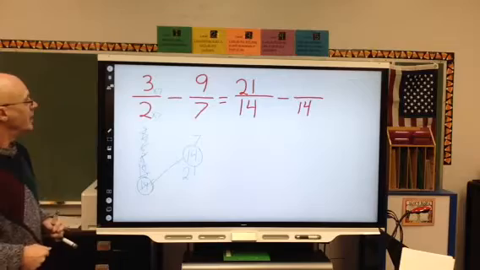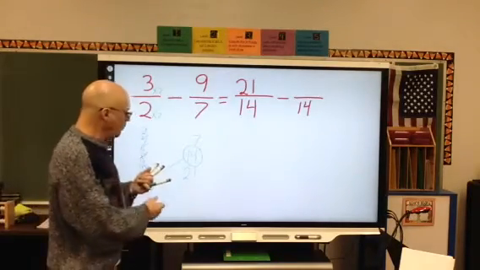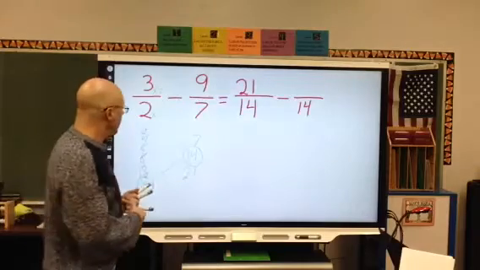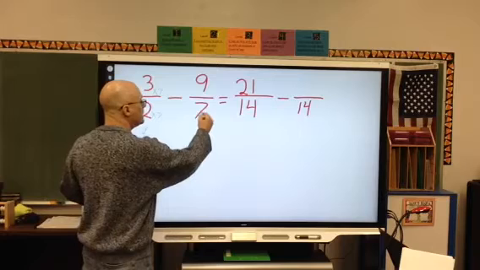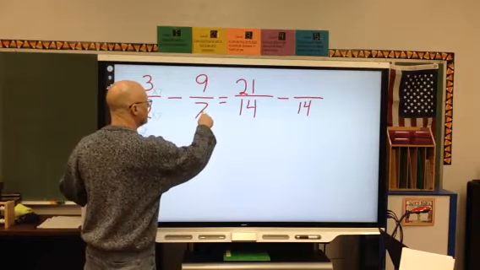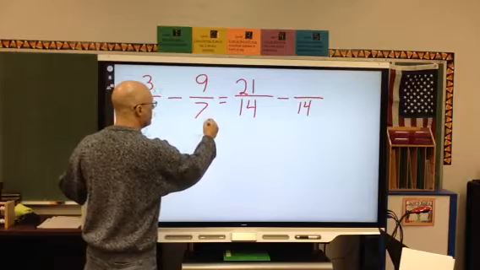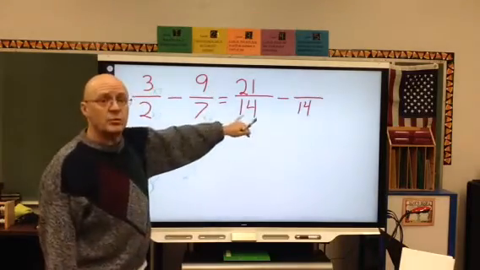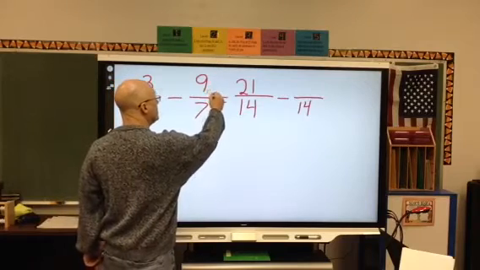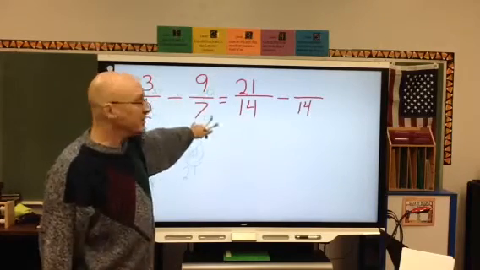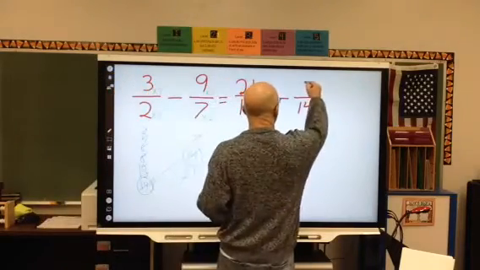All right? Now, we're going to move over here. What did we multiply 7 by to get 14? Well, we multiplied it by 2. 7 times 2 is 14. So whatever we did to the denominator, we must also do to the numerator. 7 times 2 is 14. 9 times 2 is 18.